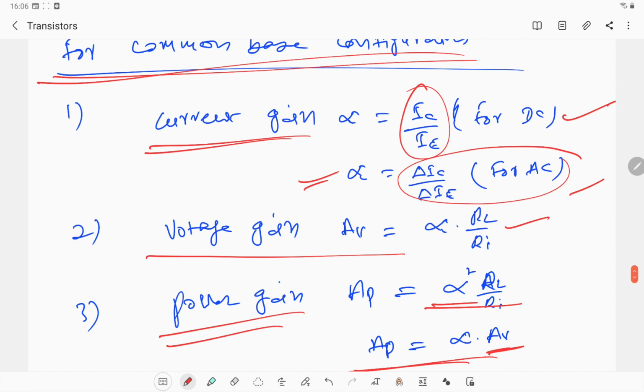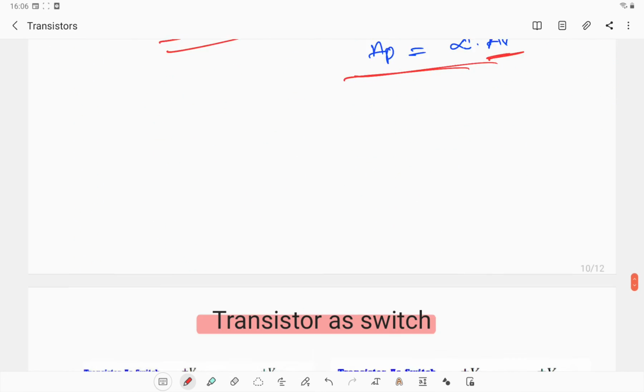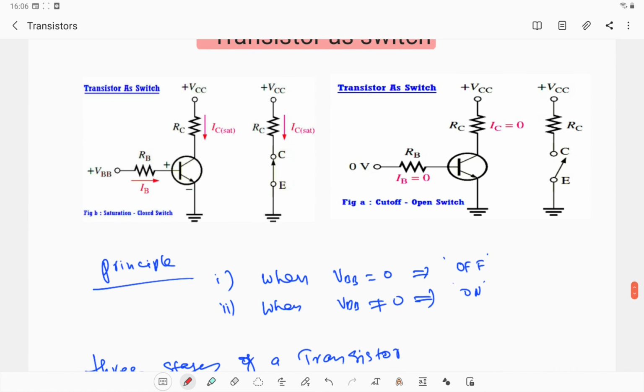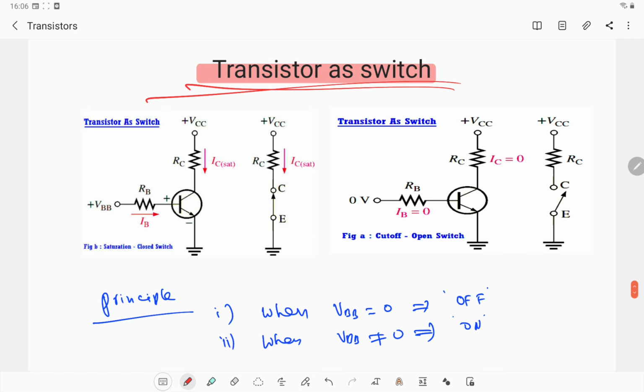This is about different gains: current gain, voltage gain, power gain. Current gain is due to a current amplifier, voltage gain is due to a voltage amplifier, power gain is due to a power amplifier. This is about transistor acting as an amplifier. Next one, transistor acting as a switch.